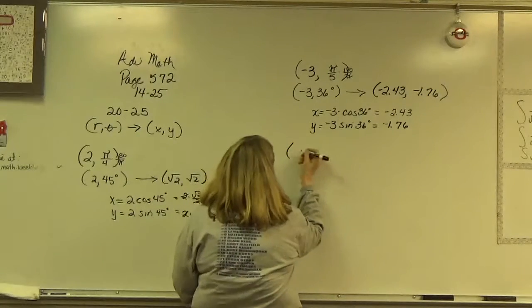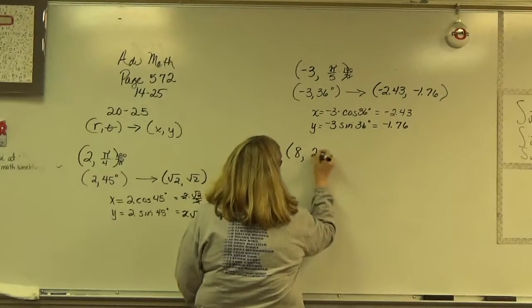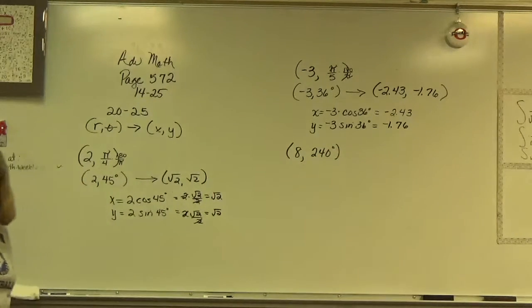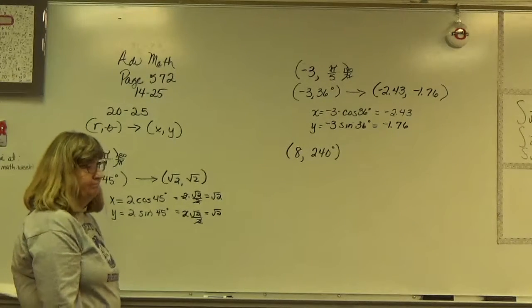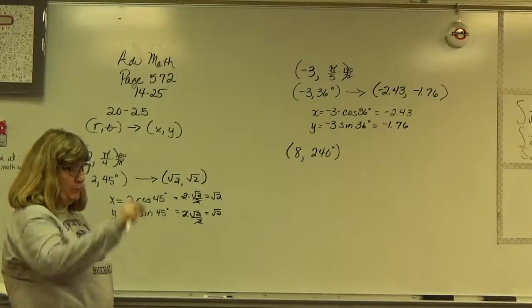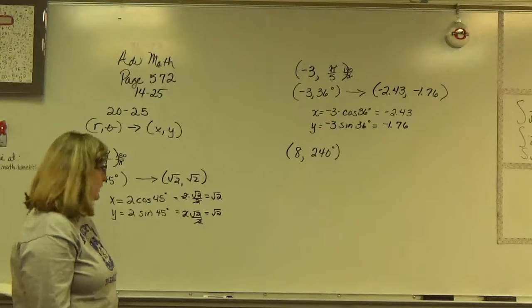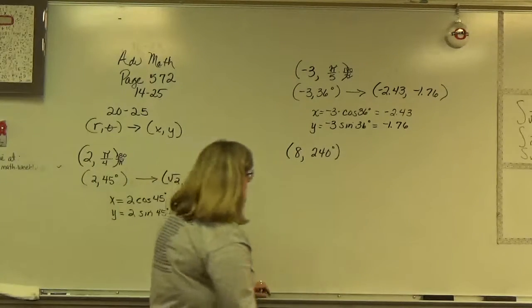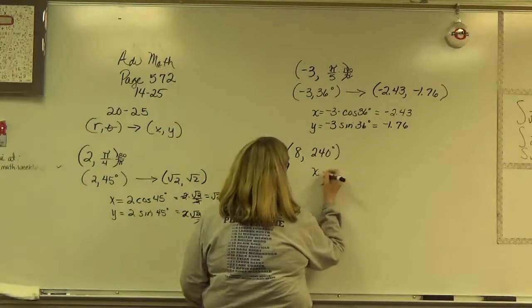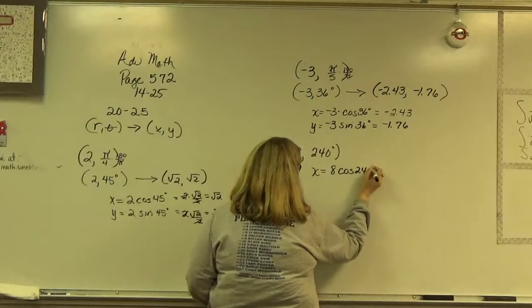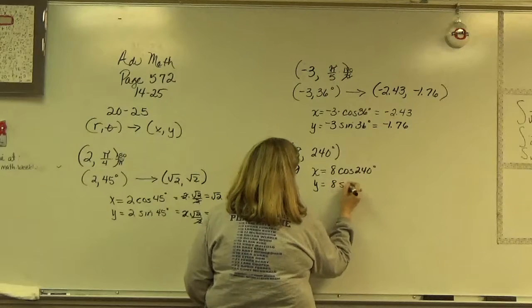Okay, let's go with 8, 240 degrees. This 240 degrees is going to be on our chart. Remember, it's up above. 60 is the reference angle. So this would be x equals 8 times the cosine of 240, and y equals 8 times the sine of 240.